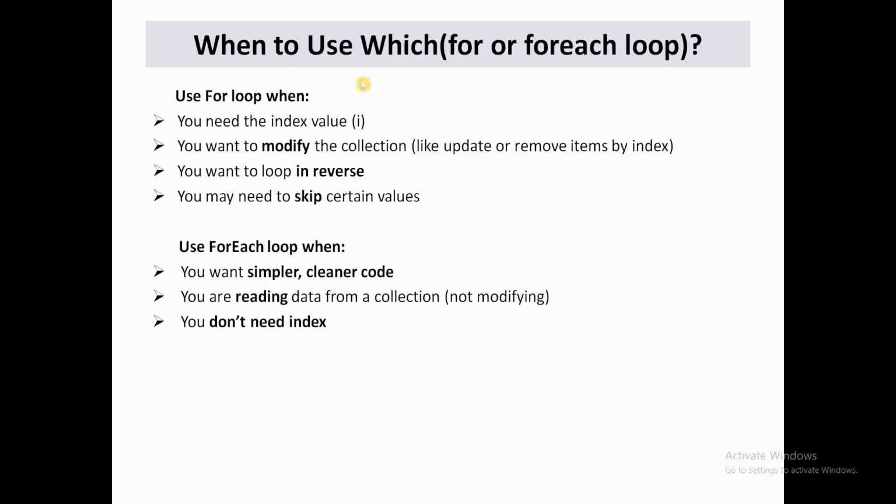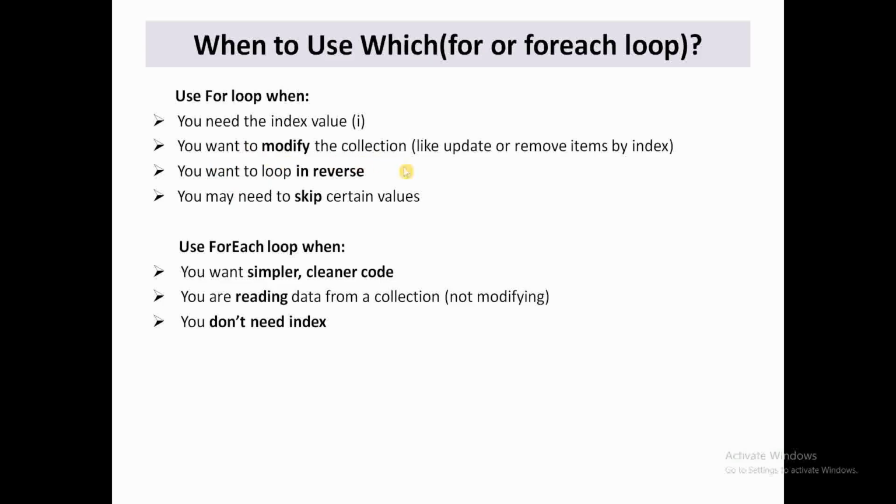Next, when to use which loop, for or for each loop. So here are the scenarios. First one, we go with for loop when you need the index value. This is the main point. If we want to use indexing in our for loop, where we put or modify our value with indexing, then we can go with for loop.